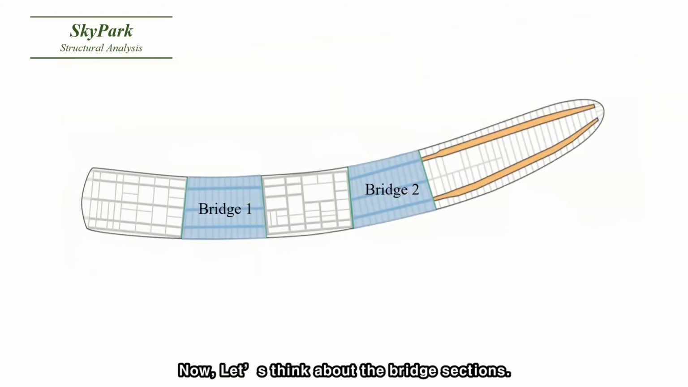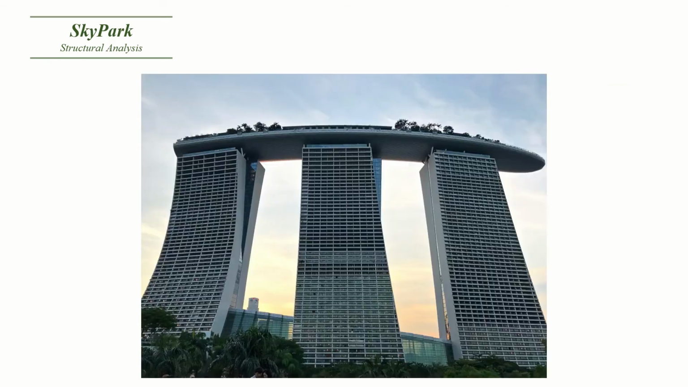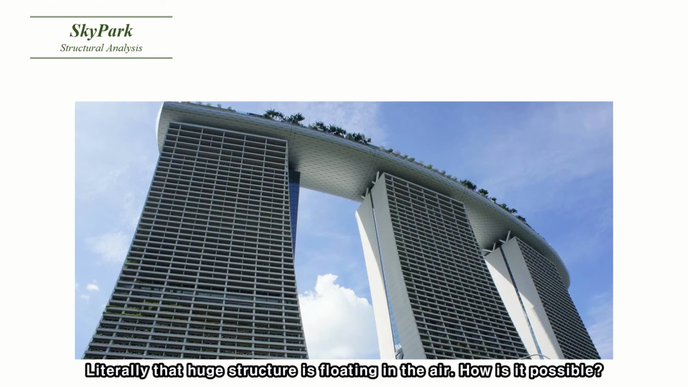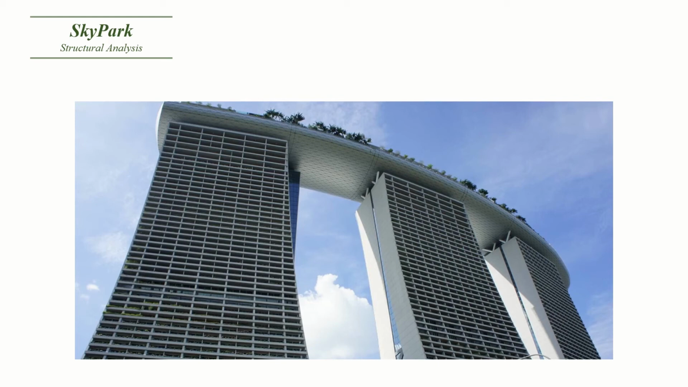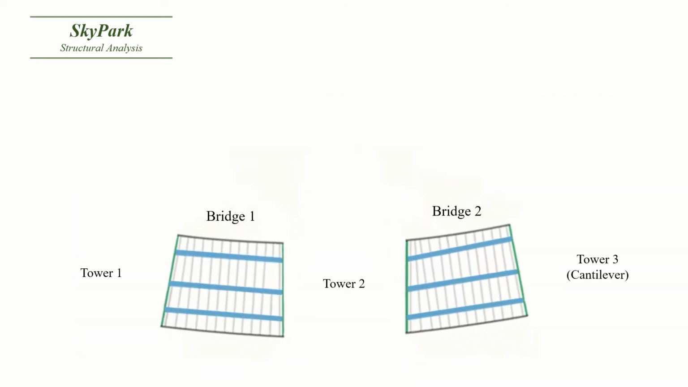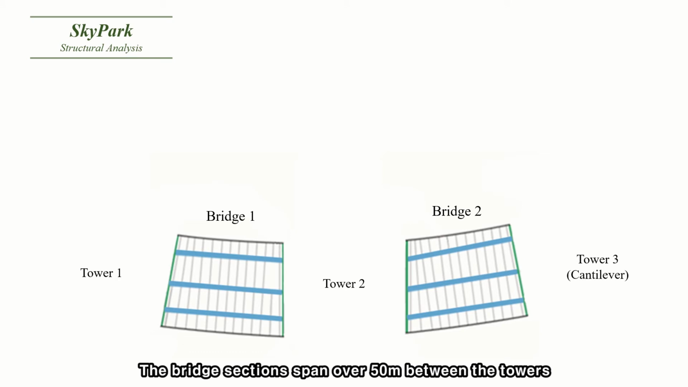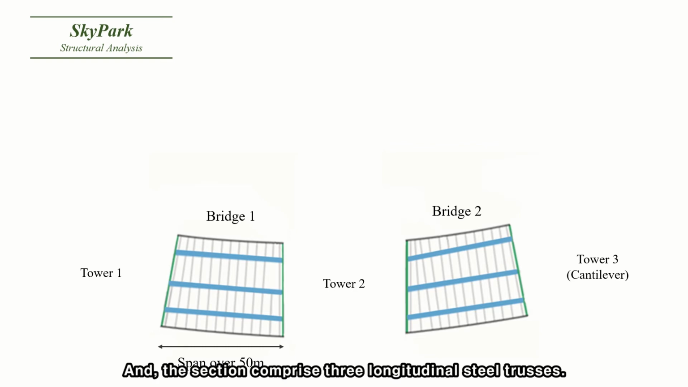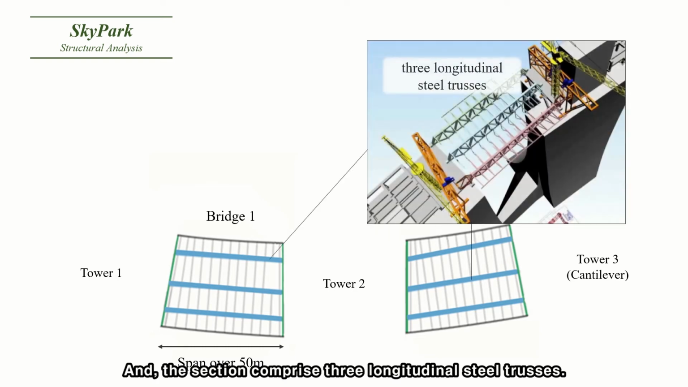Now, let's think about the bridge sections. As you can see, there's nothing under them. Literally, that huge structure is floating in the air. How is it possible? The bridge sections span over 50 meters between the towers, and the section comprises three longitudinal steel trusses.